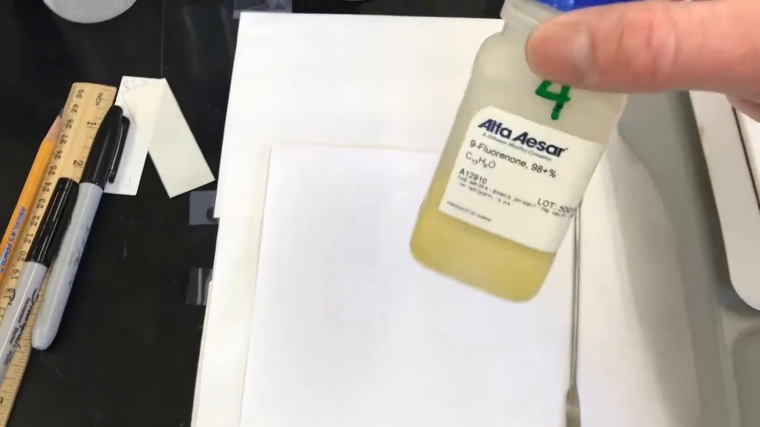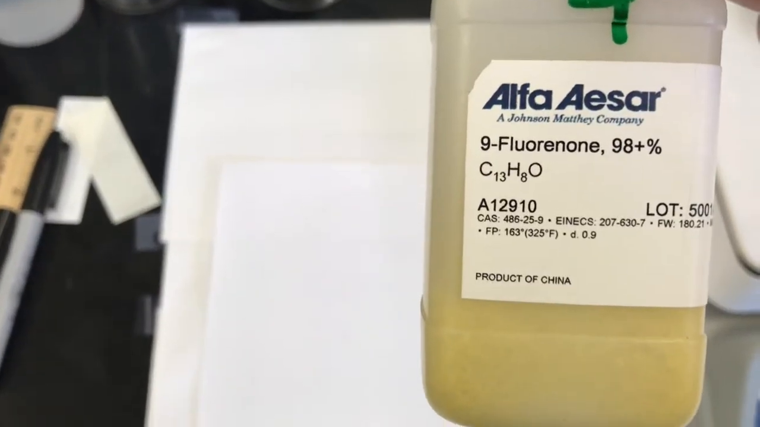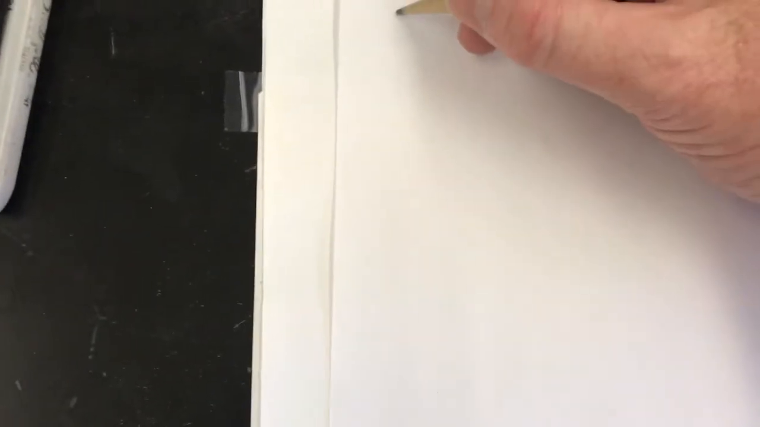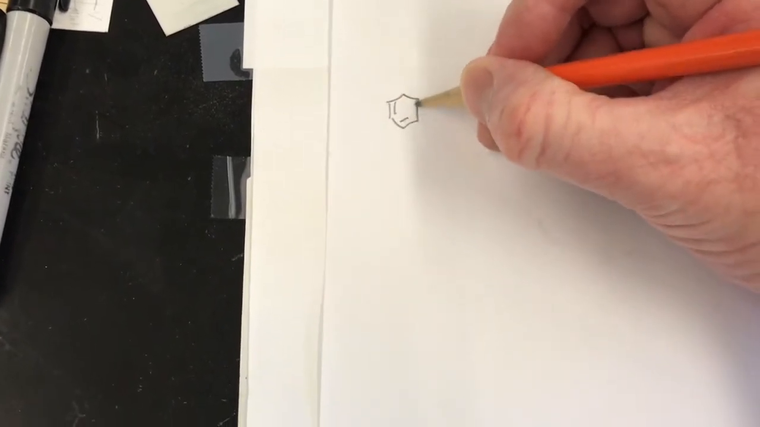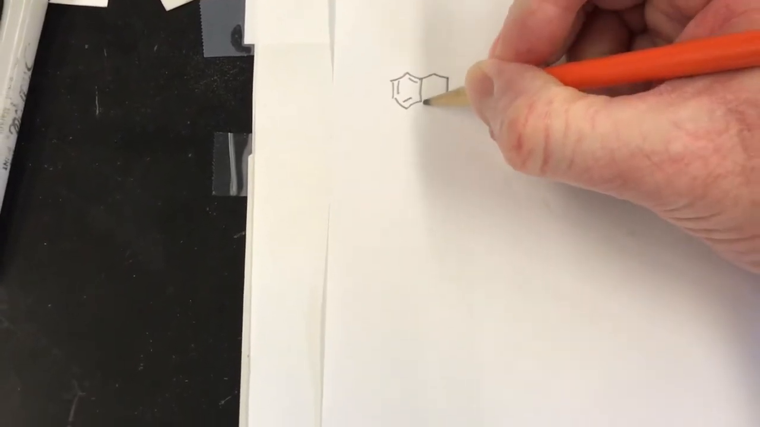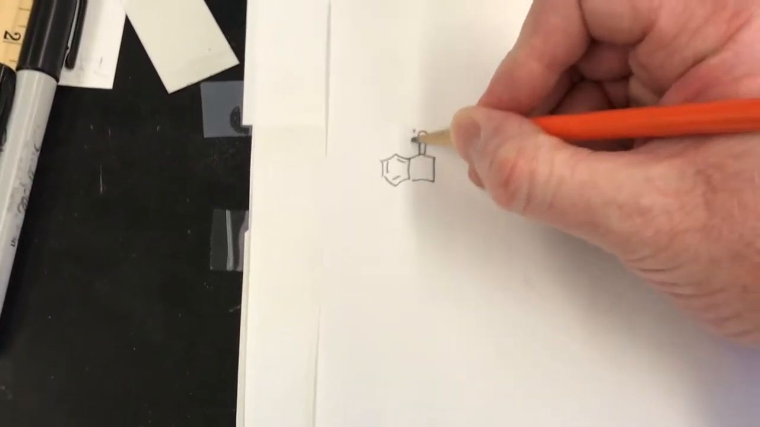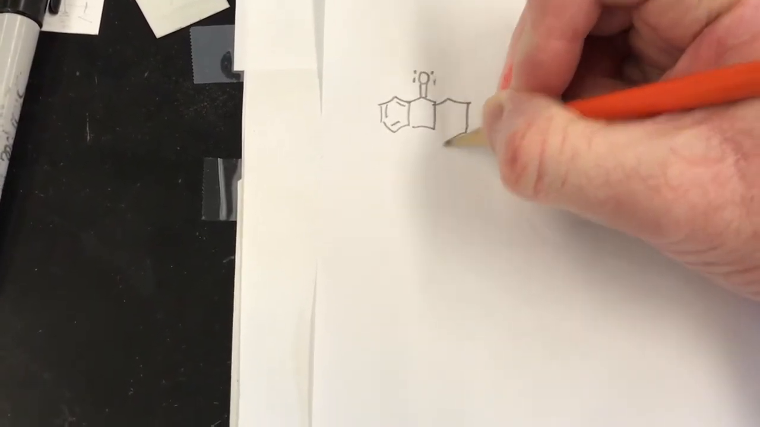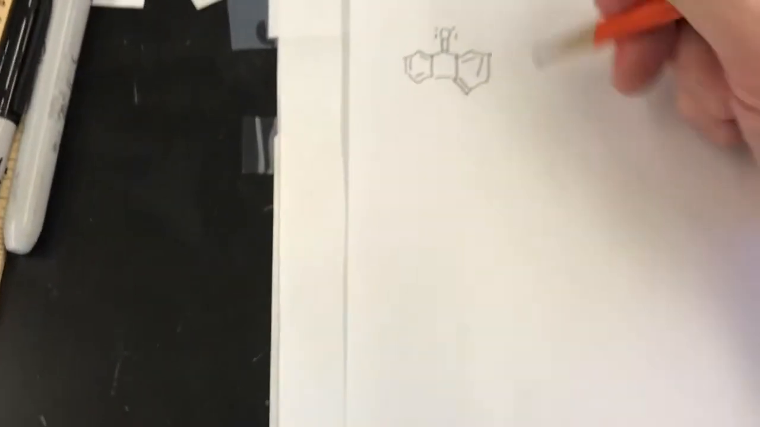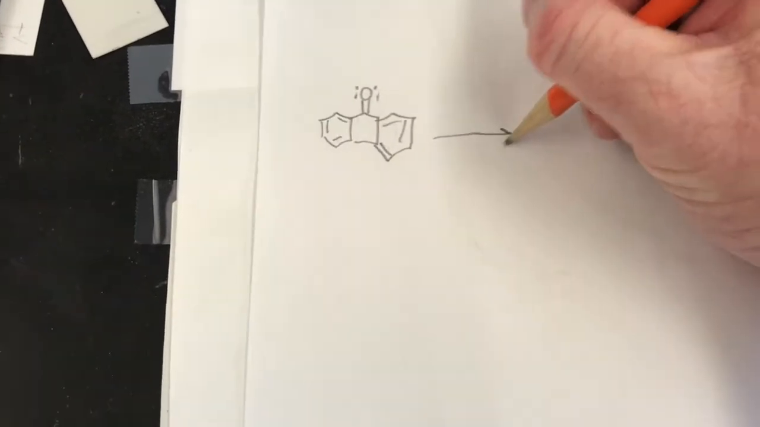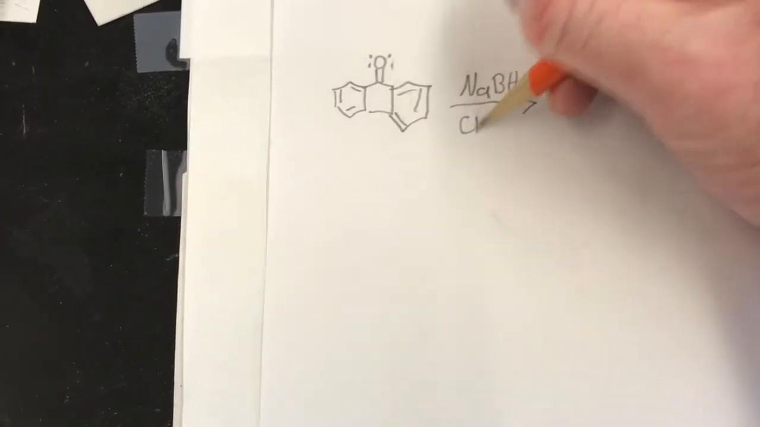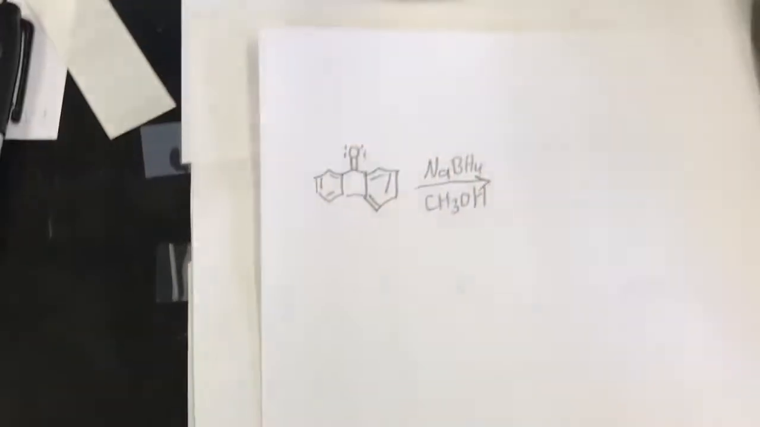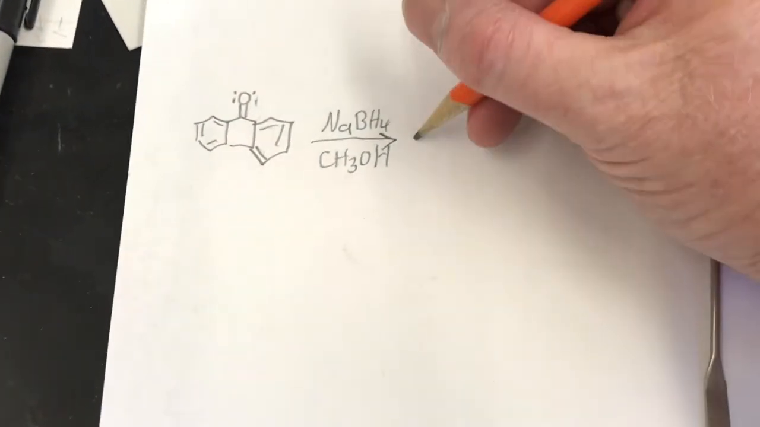Back in lab, and I'm going to turn 9-fluorenone into fluorenol by doing a sodium borohydride reduction. So we'll start with the fluorenone. And then I'm going to add the sodium borohydride like we've seen in the lecture. And we're going to use methanol as our solvent. And what we're going to get is fluorenol.